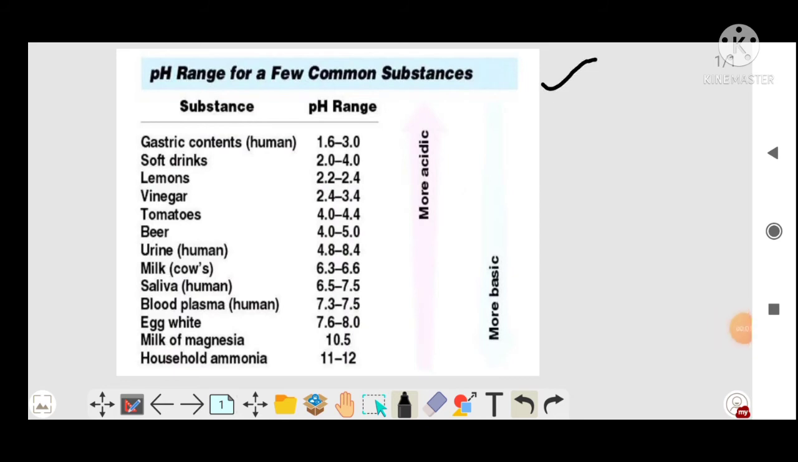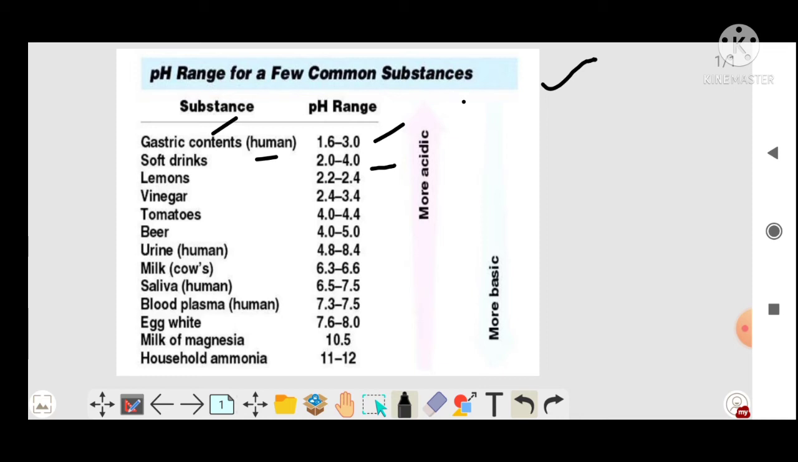pH ranges for a few common substances. Gastric contents in humans: 1.6 to 3, acidic. Soft drinks: 2 to 4 pH range, acidic in nature.